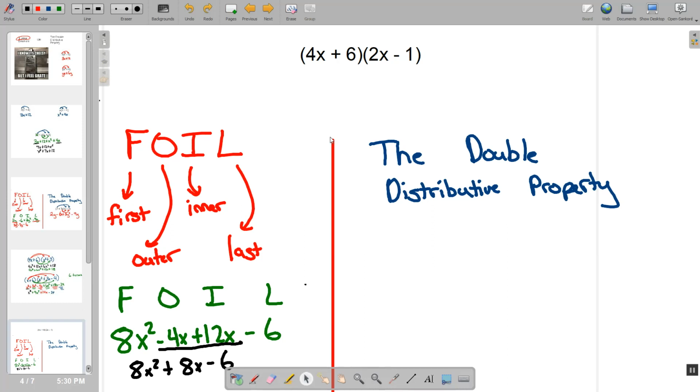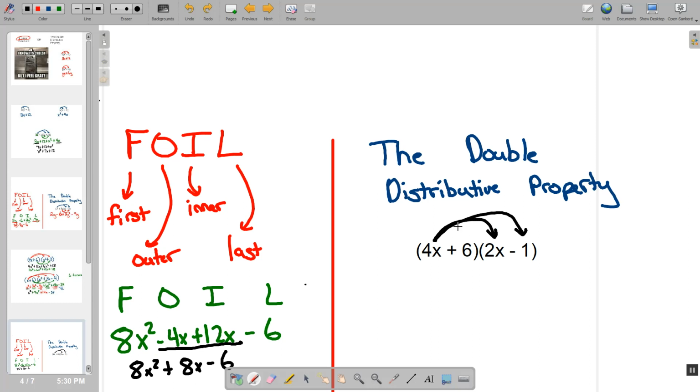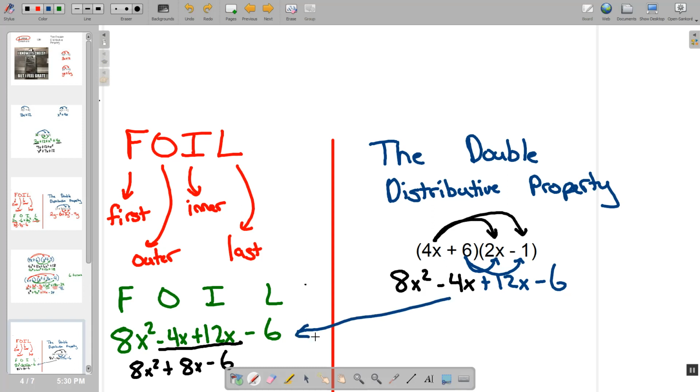Now, for the double distributive property, which is the way that I solve these problems, I look at my first number in the first parentheses, and I distribute the 4x to every term in the opposite parentheses, which would give me 8x squared minus 4x. Then I distribute the next number to every number in the opposite parentheses, which would give me positive 12x minus 6. And because I have distributed every number in the first parenthesis to every number in the second parenthesis, I am done. And if I notice, these two steps are identical.